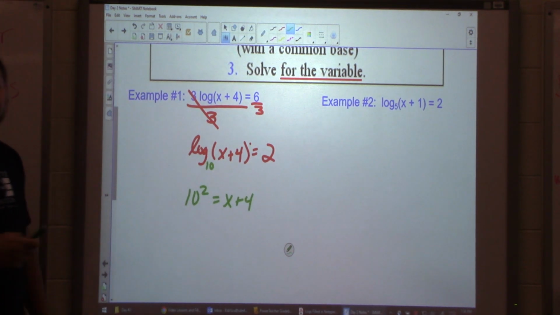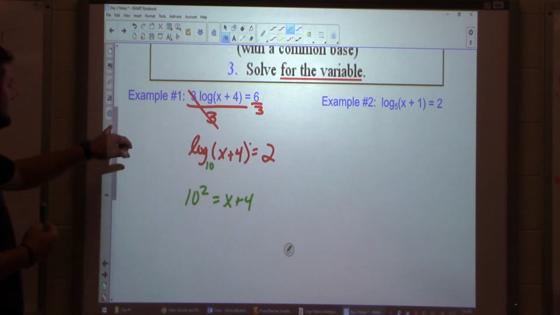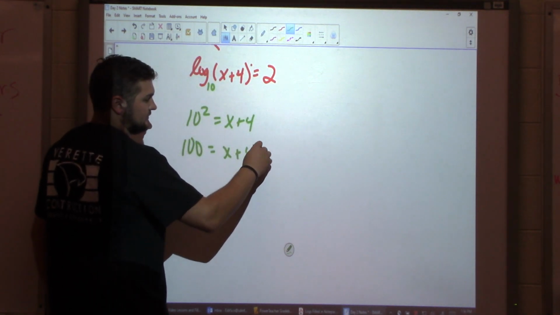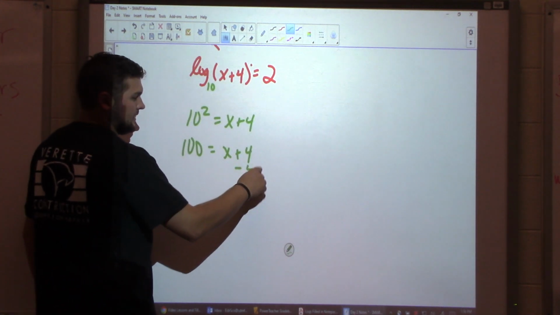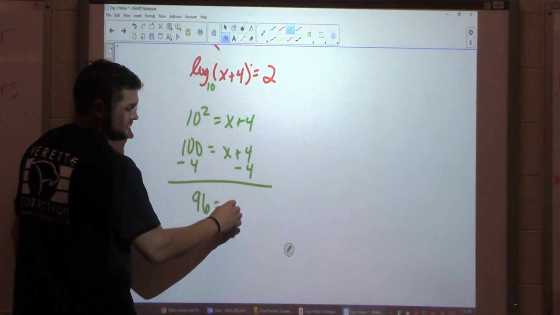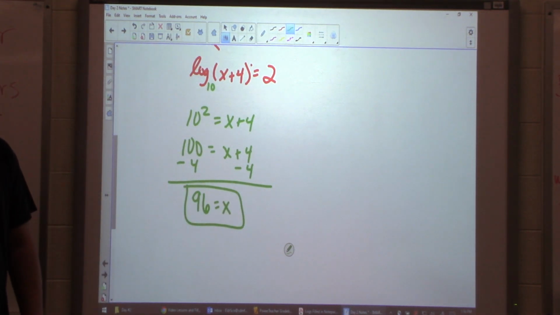Hey, you guys think you can solve that? It's pretty difficult. I hope so. 10 squared will give us 100 equals x plus 4, minus 4 on both sides. 96 equals x. That was a tough one.